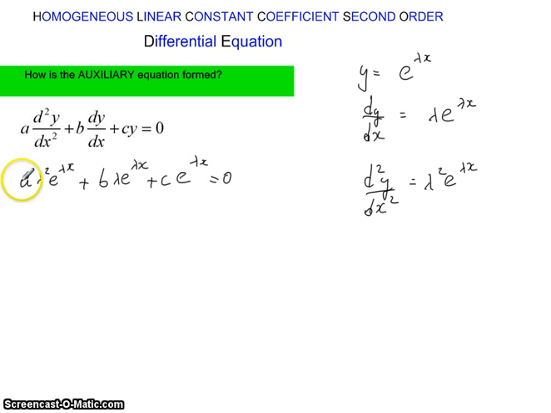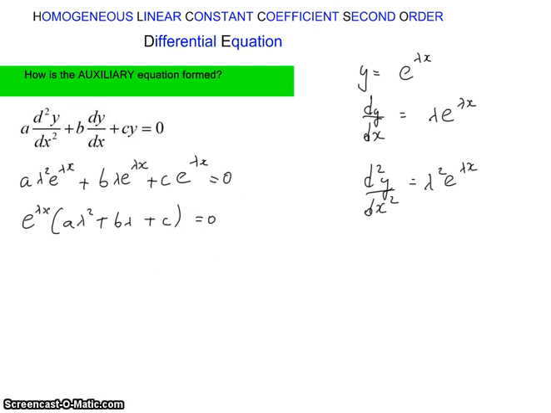What we note here is that e to the lambda x is a common factor, so let us factor out e to the lambda x. We have e to the lambda x times a lambda squared plus b lambda plus c, and that equals 0.